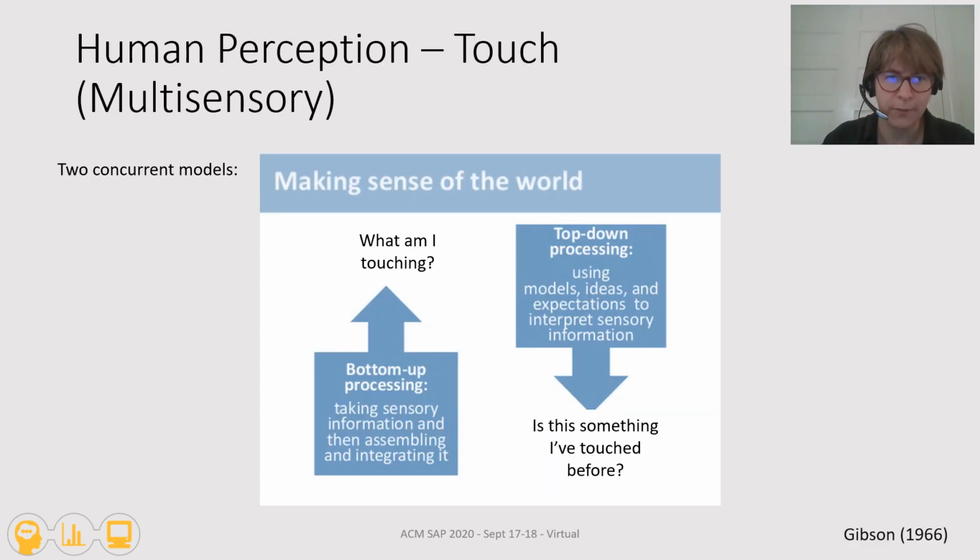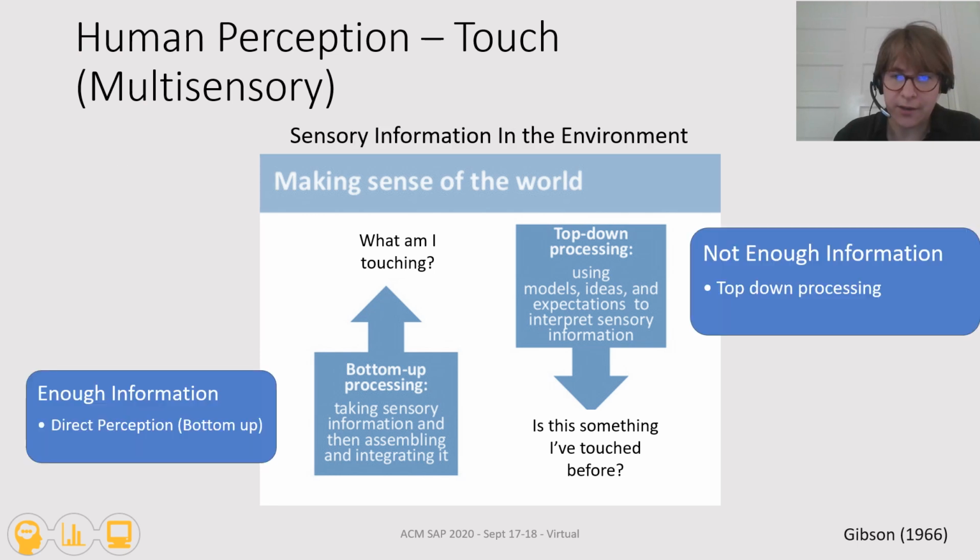I want to start talking about human perception, touch in particular, but from a multisensory perspective. In general, we can think of two concurrent models happening in our brain to make sense of the world. The first is a bottom-up process. It takes all the sensory information we're getting through our sensors, we assemble it, we integrate it, and then we define things like, what am I touching? And then there is another model happening concurrently, which is top-down processing, based on our prior experience. So you basically ask yourself, is this something I've touched before?